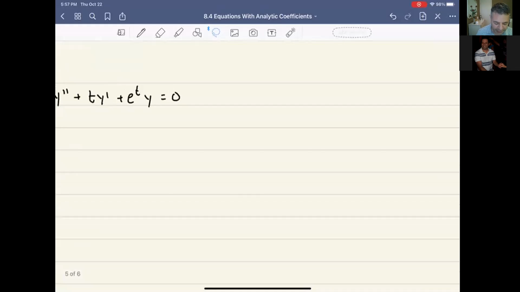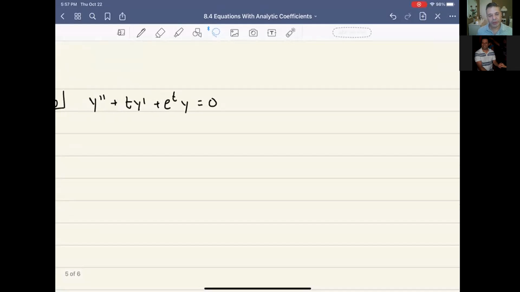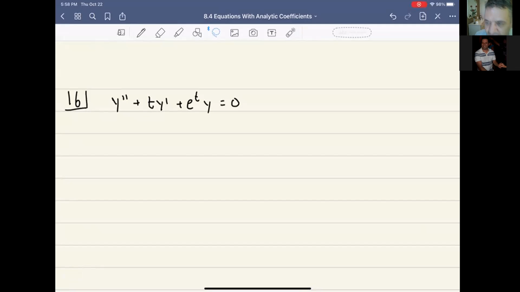All right, welcome back. So we got another one. This one is going to be very similar to the last one: y double prime plus t y prime plus e to the t y. So we're going to do the same game. We're going to write e to the t equals the sum, n goes from 0 to infinity, b sub n t to the n, where our b sub n is 1 over n factorial.